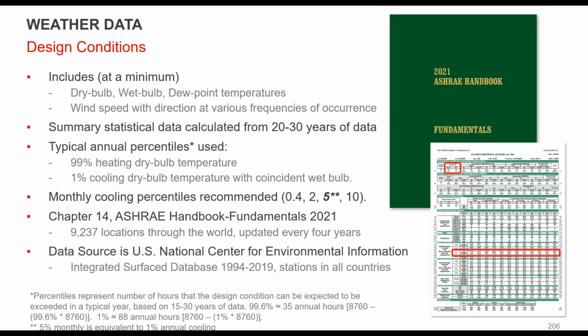So first, let's talk about a design condition. Generally, we're looking at something that has dry bulb, wet bulb, dew point temperatures, and wind speed at various frequencies of occurrence. In the ASHRAE handbook, which is the best source globally for this, and it's often cited by many other countries in what they use, it's a statistical summary from the past 20 to 30 years. 20 because some stations don't have a lot of data till recently, but that's kind of the break. So for the 2021 handbook, that includes data up through 2019.